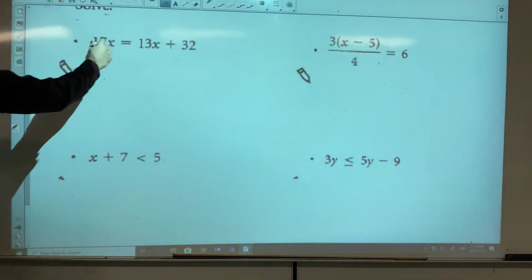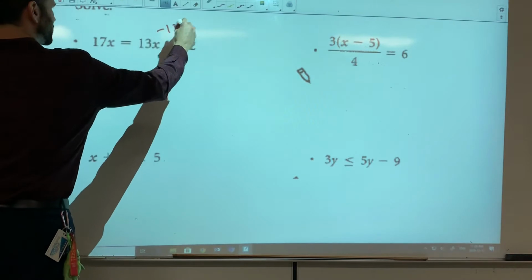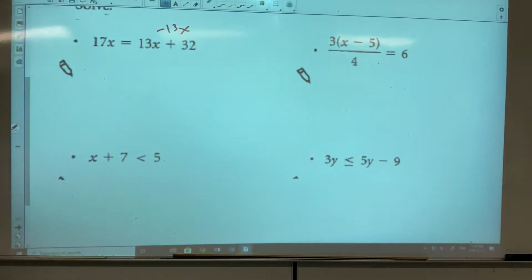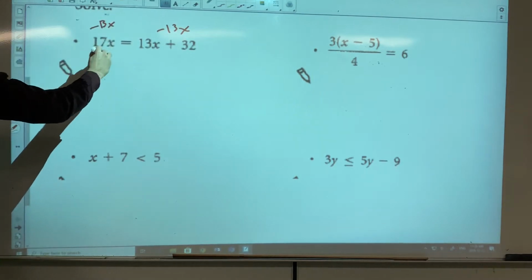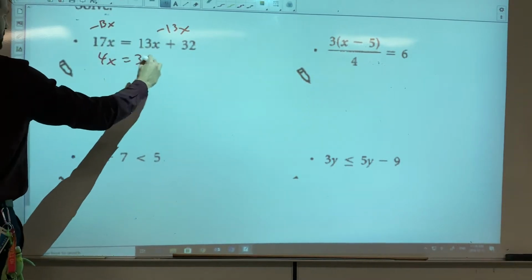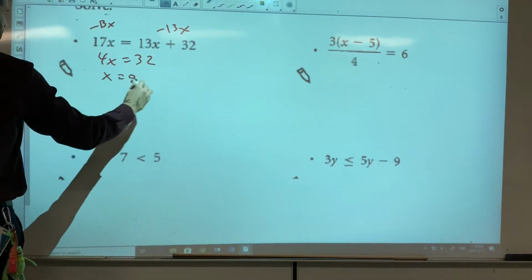So something like this, I like to move whatever side has the least number of x's over. So we'll subtract 13x from both sides. And what do we get? We'll get 4x equals 32. Divide by 4, you get x equals 8.